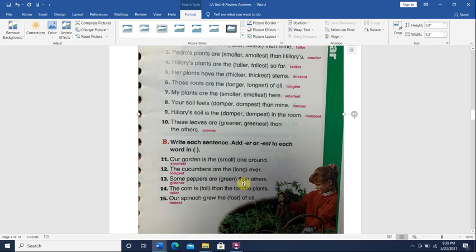Greener, and then you see the word than. The corn is tall than means taller than, ER. So here we added ER, here we added ER. Our spinach grew the blank of all. Of all means the fastest of all.